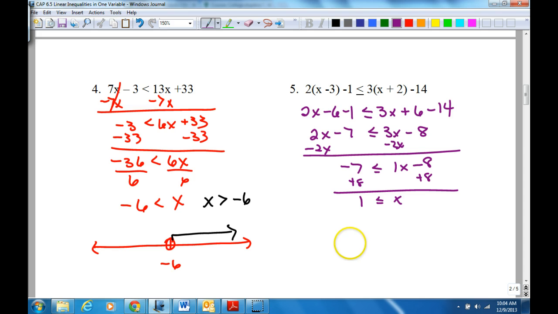So is this going to be a closed circle or an open circle? Yep, closed. Now, what direction should it be going? I'm going to make sure to write my variable on the left side. Notice it's pointing to the 1 just like it was here. So it should be going to the right.